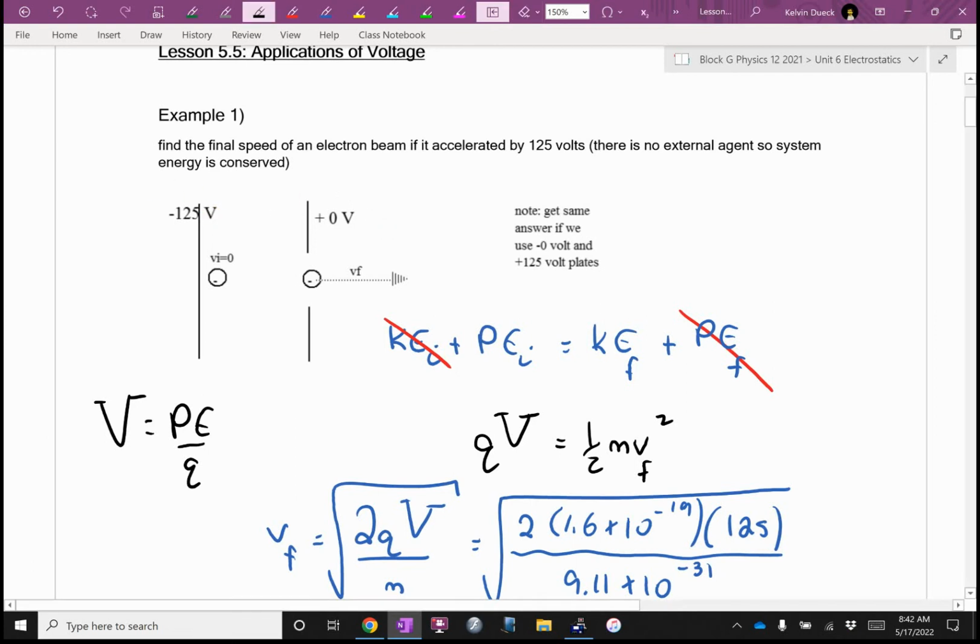One of the things I haven't taught you, but one of the really nice things about parallel plates is electric fields between parallel plates are constant, which means the force is constant, and so we can use some shortcuts.